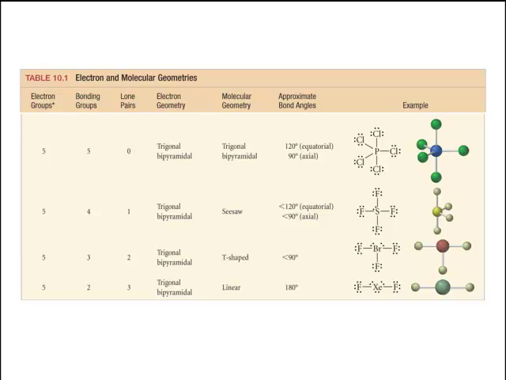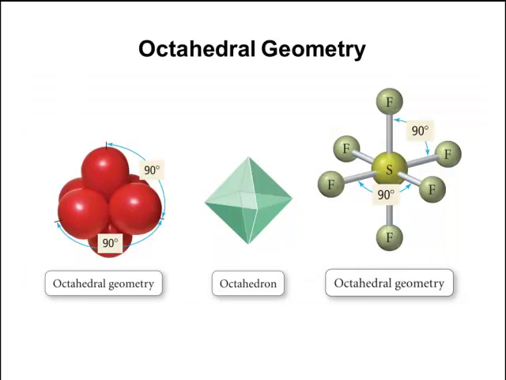So again, all of these have the same electron domain geometries, but they're going to differ in their molecular geometries, and that's going to depend upon how many lone pairs we have. So all of these are trigonal bipyramidal. However many lone pairs we have determines the molecular geometry. Okay, then we can go to octahedral. Octahedral has 6 areas of electrons. If all 6 are bonds, then we have an octahedral molecular geometry.